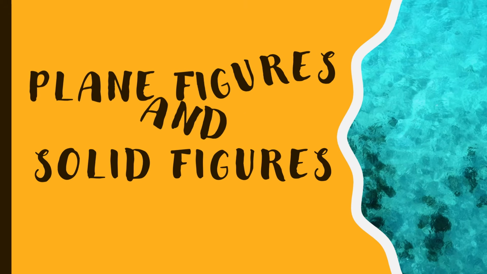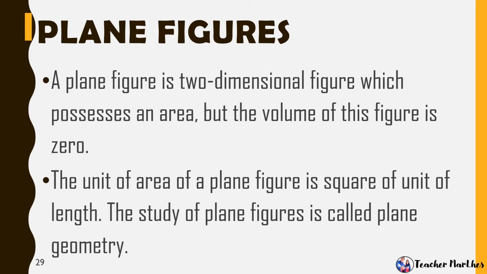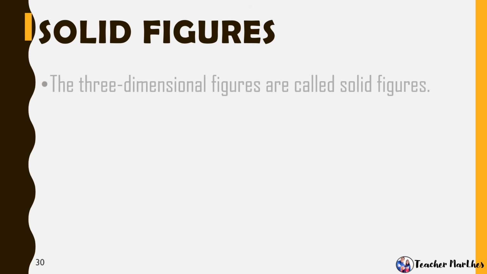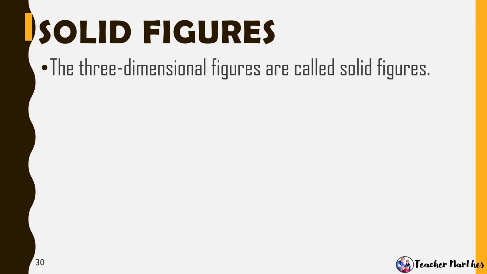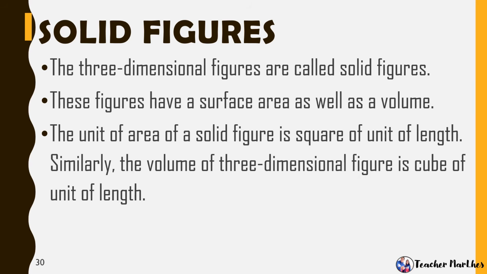Now, let's differentiate plane figures and solid figures. When we say plane figures, it is a two-dimensional figure which possesses an area, but the volume of this figure is 0. The unit of area of a plane figure is a square of unit of length. The study of plane figures is called plane geometry. While solid figures are three-dimensional figures. These figures have a surface area as well as a volume. The unit of area of a solid figure is square of unit of length. Similarly, the volume of a three-dimensional figure is cube of unit of length.